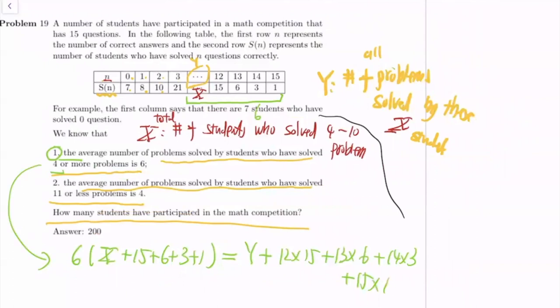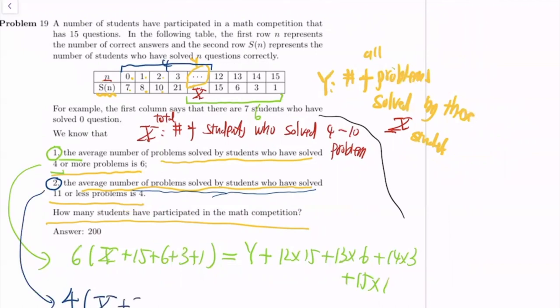Now let's look at the second equation. The second thing says the number of students who have solved 11 or less, so it's from here. For 11 or less, over here, the average is 4. Okay, and then let's write out the equation. So average is 4. So x plus 7 plus 8 plus 10 plus 21. This will be y plus 1 times 8 plus 2 times 10 and plus 3 times 21.